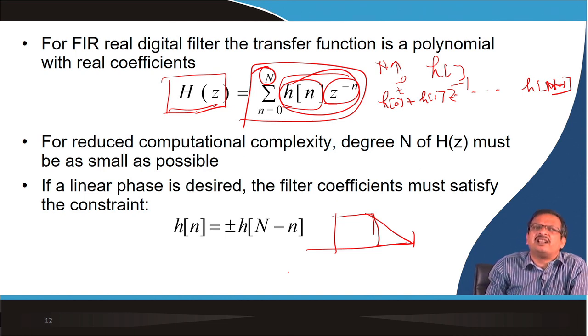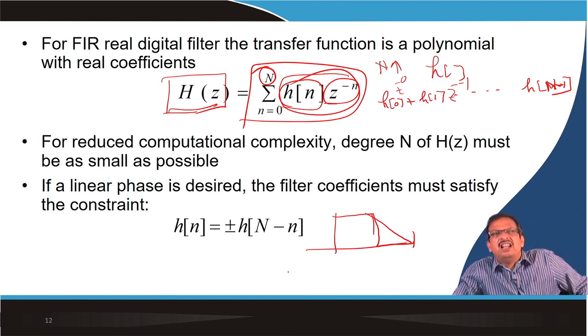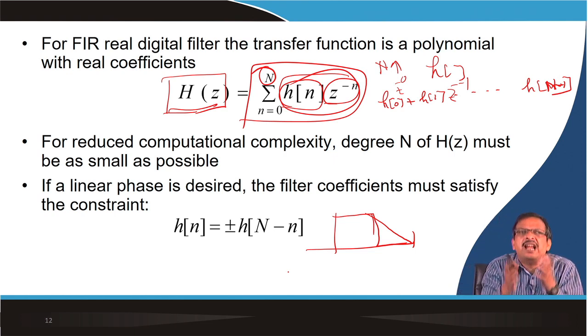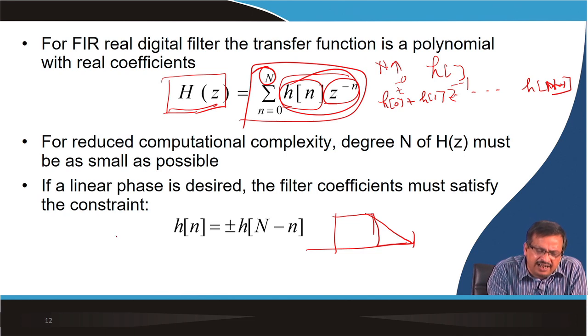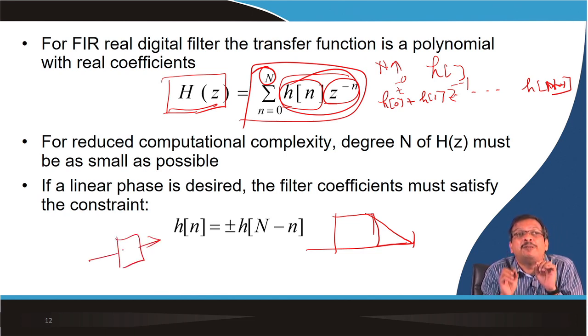Another condition is linear phase. There is a concept of phase in a filter. h(n) is nothing but a system, and the requirement is that it must be linear phase. What is the concept of linear phase and how is it possible to implement it in an FIR filter, we will discuss in the next class. Thank you.